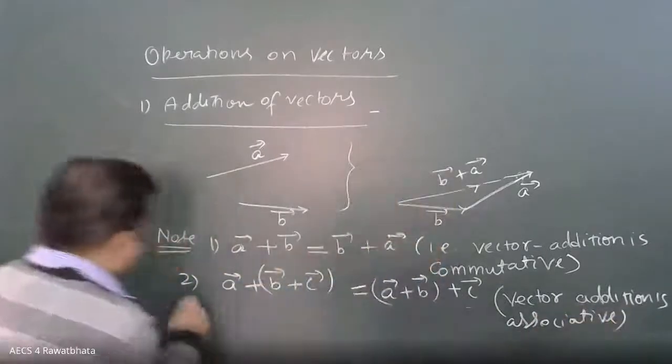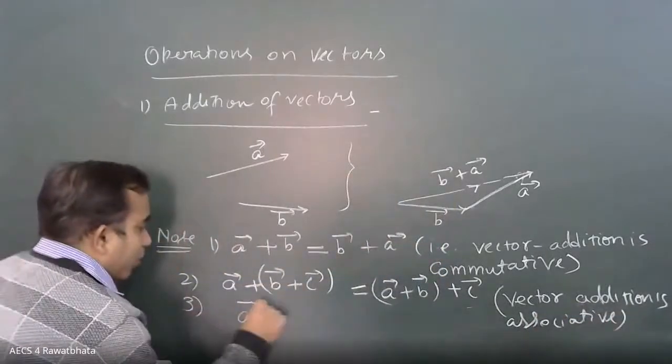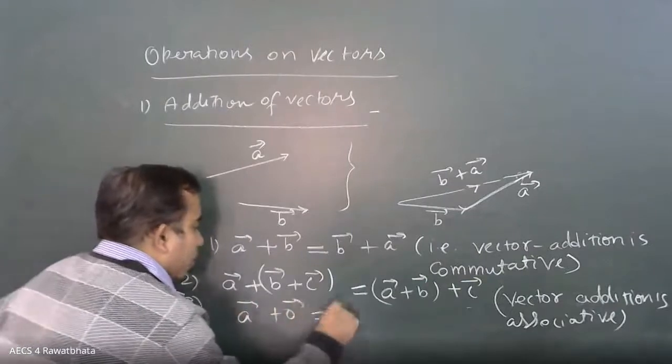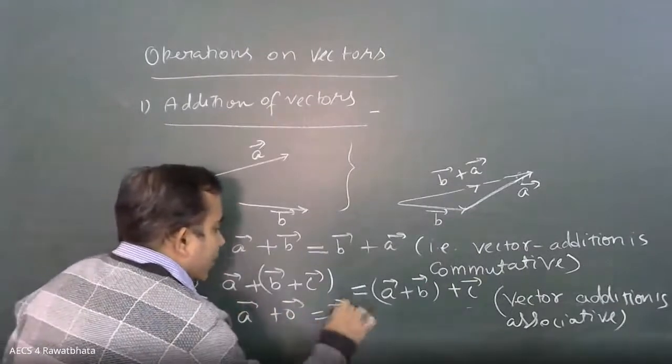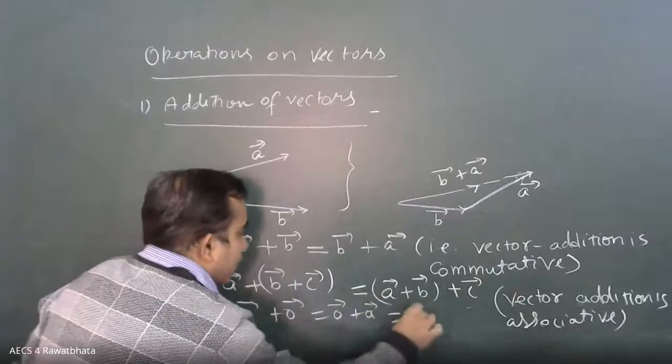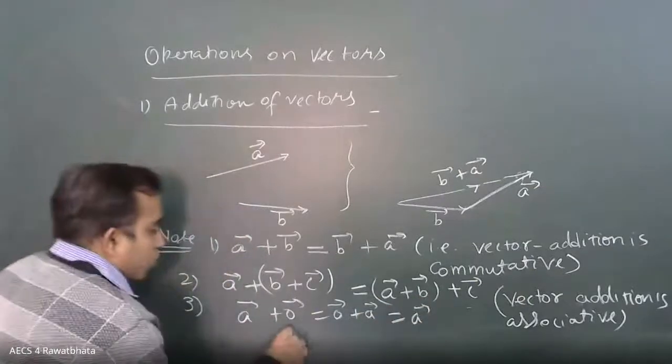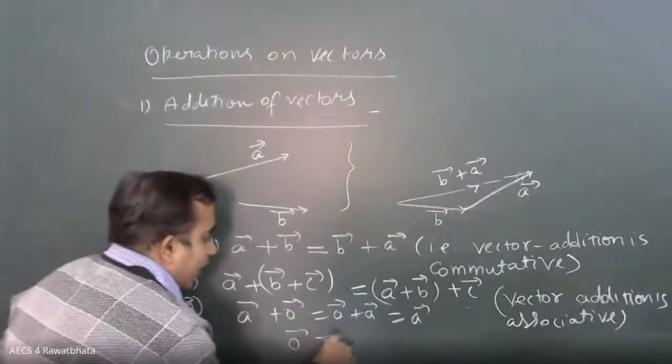ठीक है, और एक note कि a vector plus 0 vector will be same as 0 vector plus a vector will be same as a vector. So 0 vector is the additive identity.